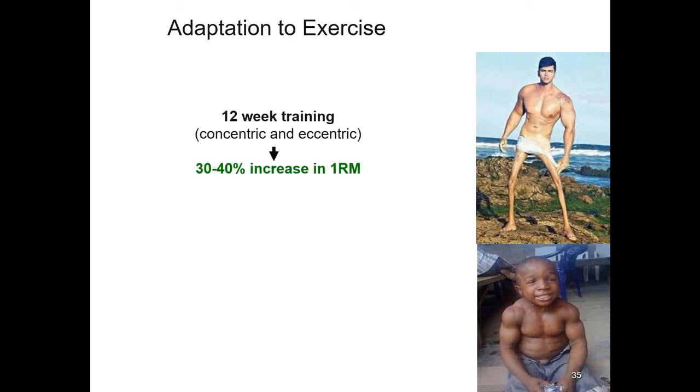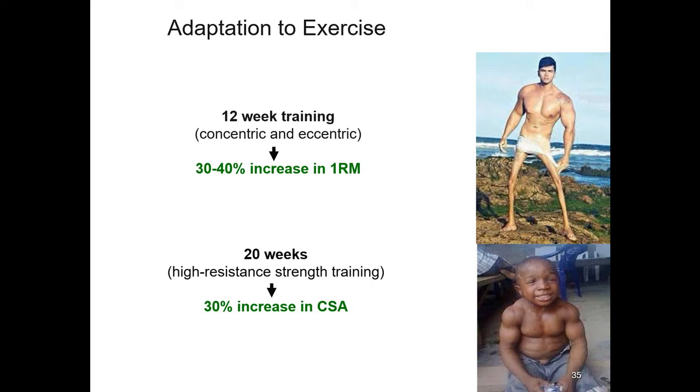In one study, the effect of high-resistance training was investigated. This study involved concentric and eccentric contractions performed 3 times a week for a 12-week period. The study revealed a 30 to 40% increase in 1 rep max. In weight training, 1 rep max is the maximum amount of weight that a person can possibly lift for 1 repetition.